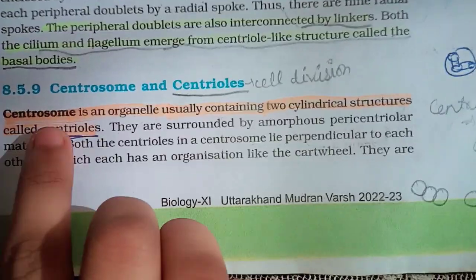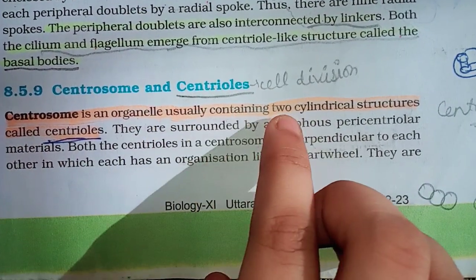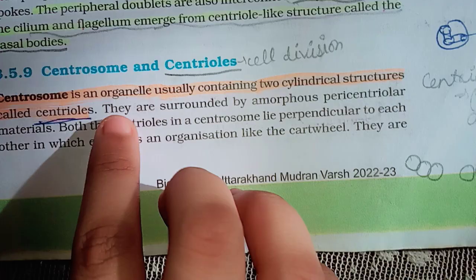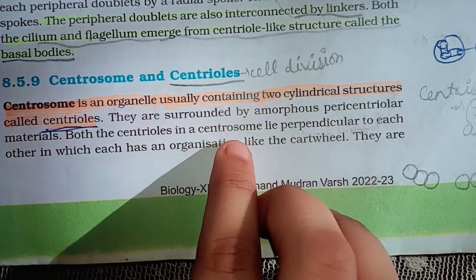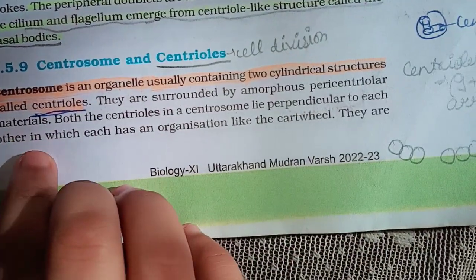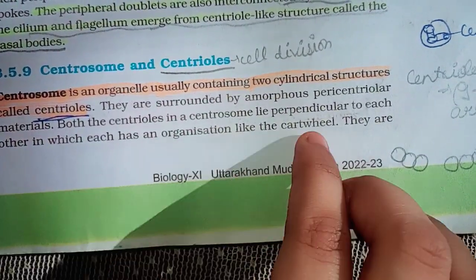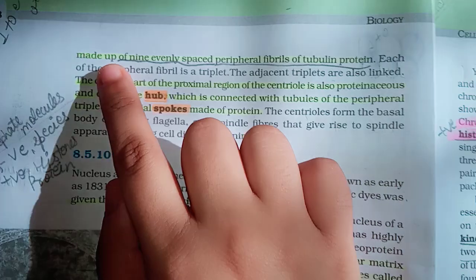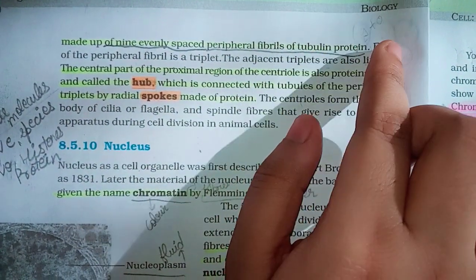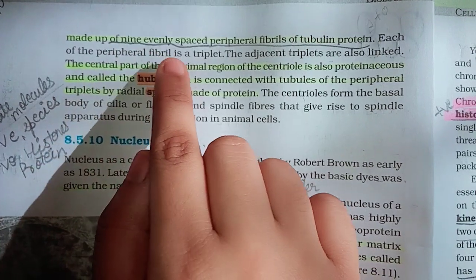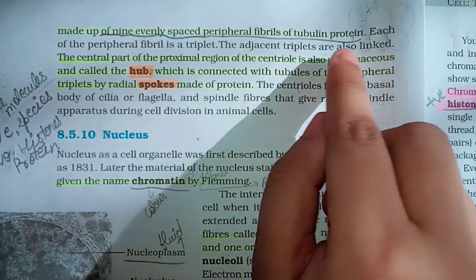Centrosome and centriole. Centrosome is an organelle usually containing two cylindrical structures called centrioles. They are surrounded by amorphous pericentriolar material. Both the centrioles in the centrosome lie perpendicular to each other, and each has an organization like a cartwheel. They are made up of nine evenly spaced peripheral fibrils of tubulin protein. Each of the peripheral fibrils is a triplet. The adjacent triplets are also linked.